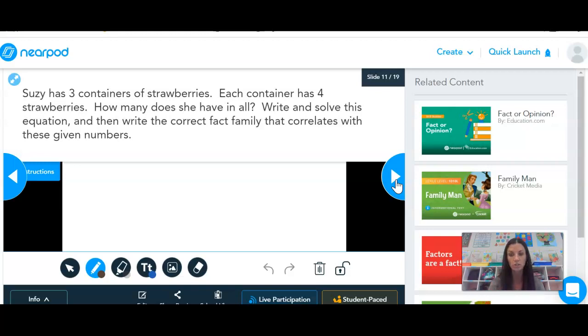So 2 things you need to do here. You need to write and solve the equation, and then you need to write the other 3 math sentences that would complete this fact family for those 3 numbers. Go ahead and do that on your Chromebooks.